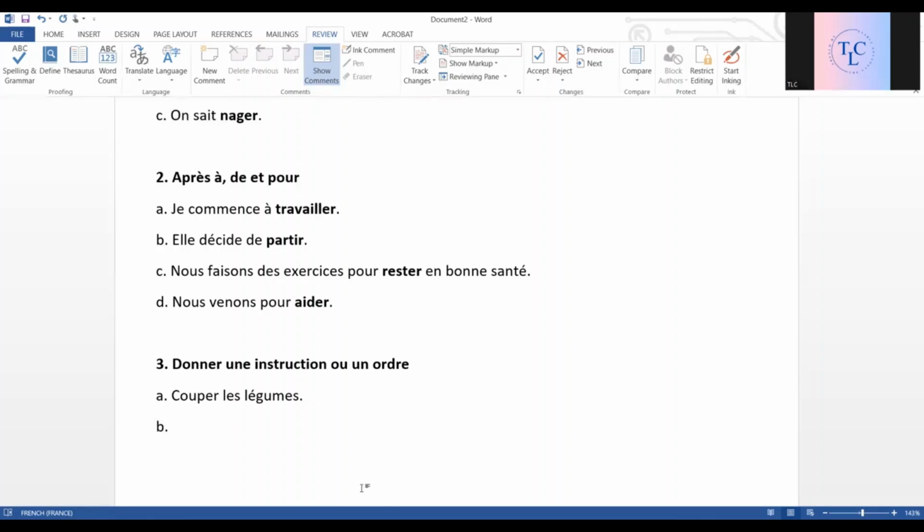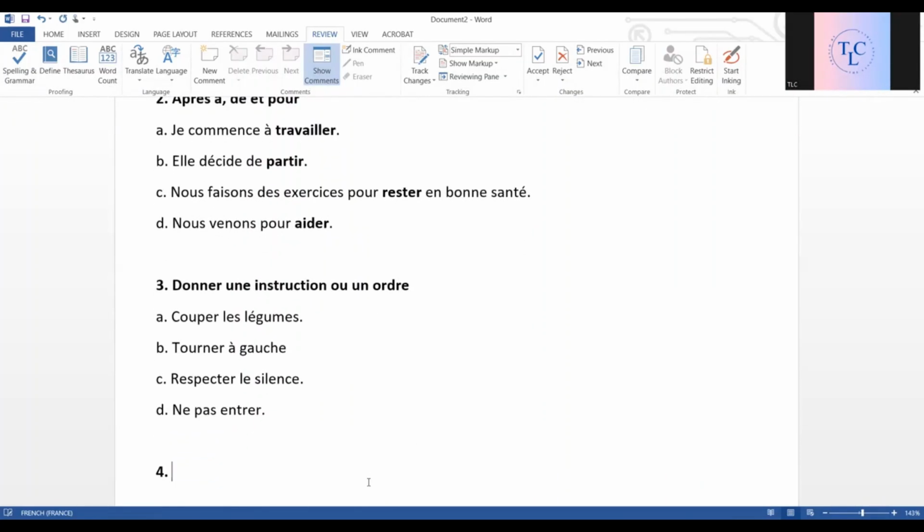Okay, then we also have tourner à gauche, turn left. Okay, these are the instructions. Then we can also have respecter le silence, an order, respect silence. And it can also be negative, ne pas entrer. Okay, why is ne pas here like this? That we'll discuss later on, but before that, the fourth use is it can also be used as a subject.